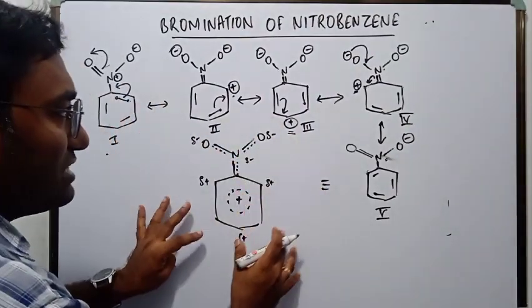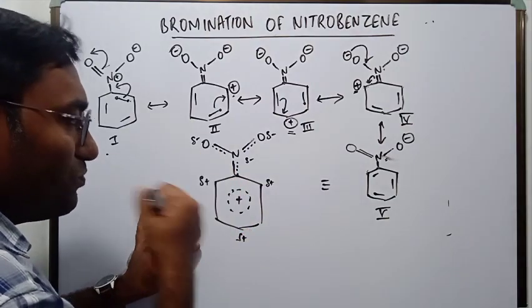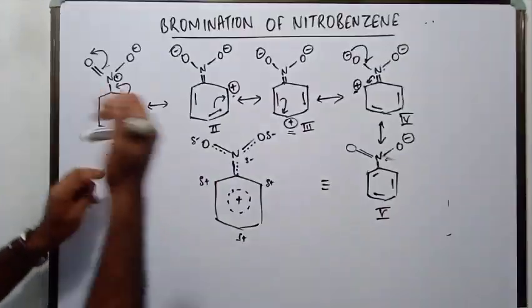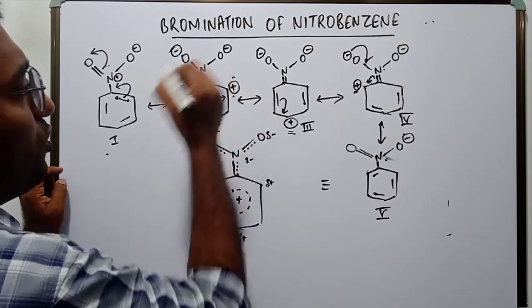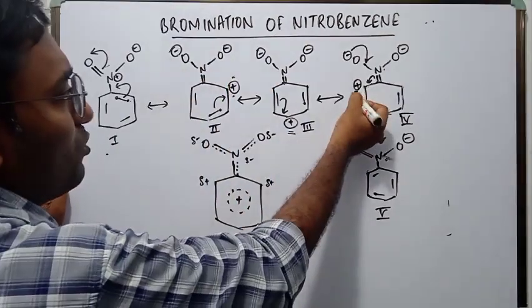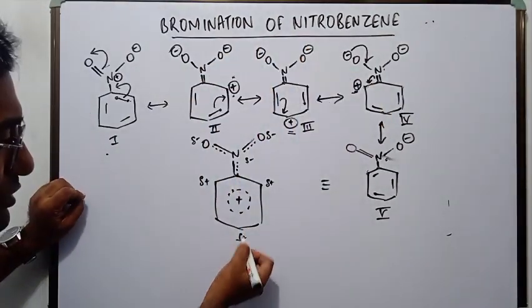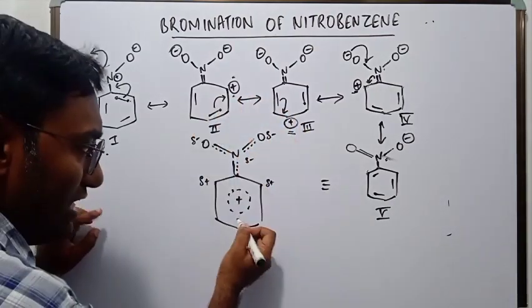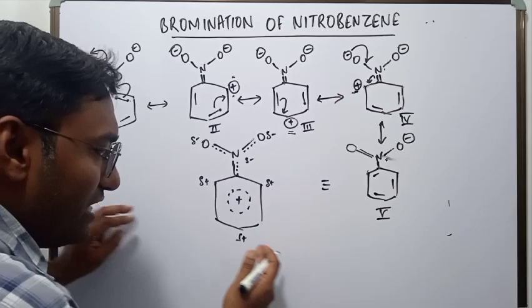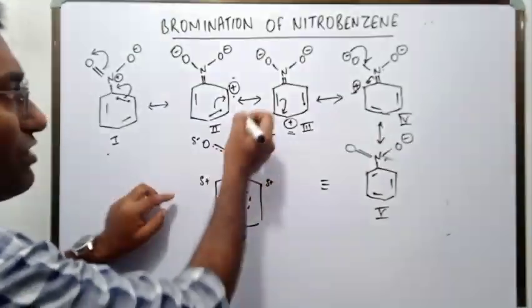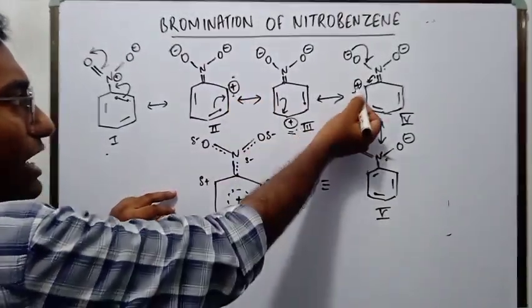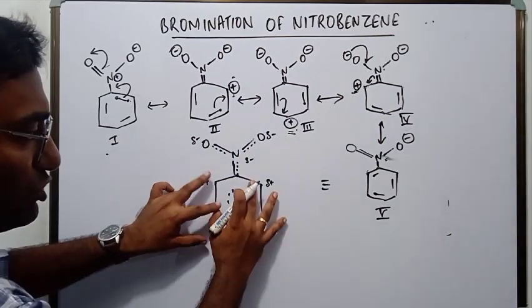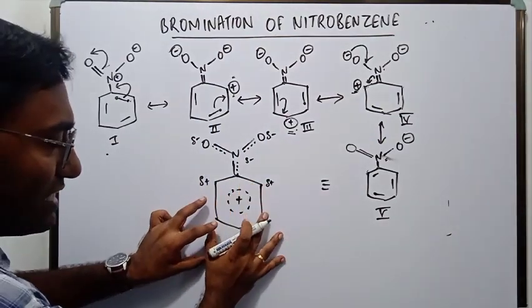In the hybrid structure, what is particularly important is that the positive charge is on the ortho, para and ortho positions. Right? So altogether there is a decrease in the electron density, and specifically the electron density has decreased at the ortho, para and ortho positions. So that is what is shown here in the resonating structure.